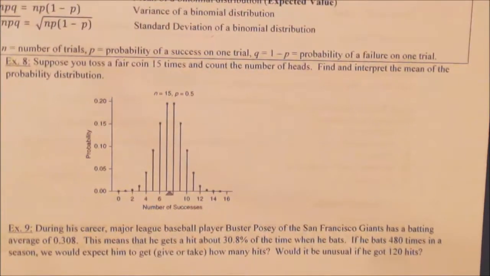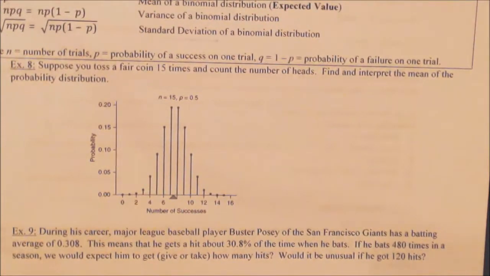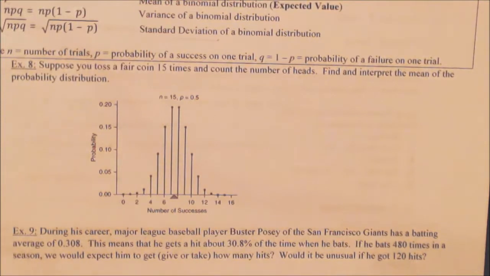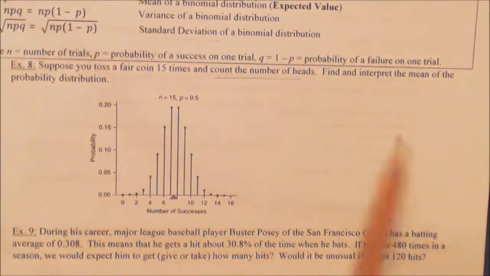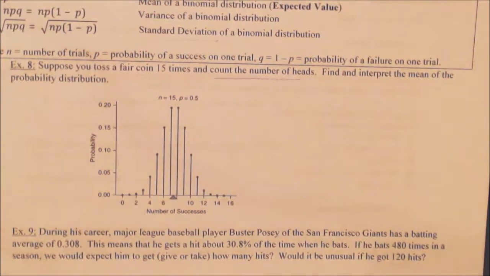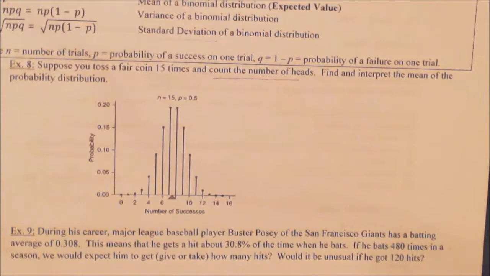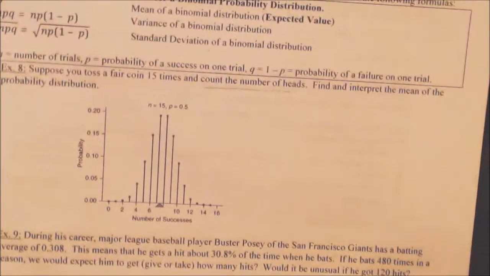It says, suppose you toss a fair coin 15 times. This is a binomial distribution because you have 2 outcomes for each toss, heads or tails, and of course the other conditions are met. It says count the number of heads. Find and interpret the mean of the probability distribution. So in other words, what is the expected number of heads we should get in 15 flips of the coin?